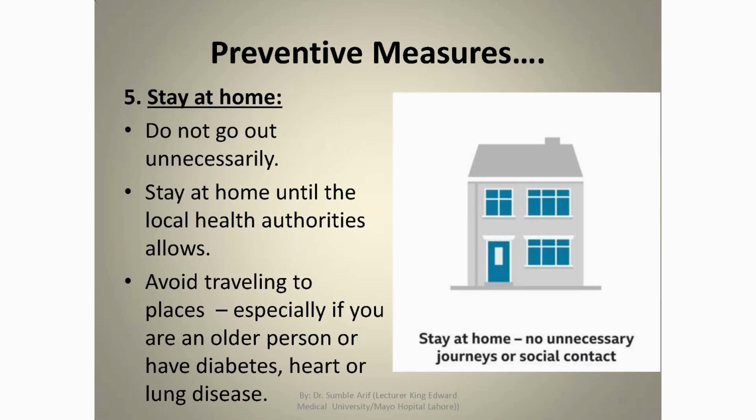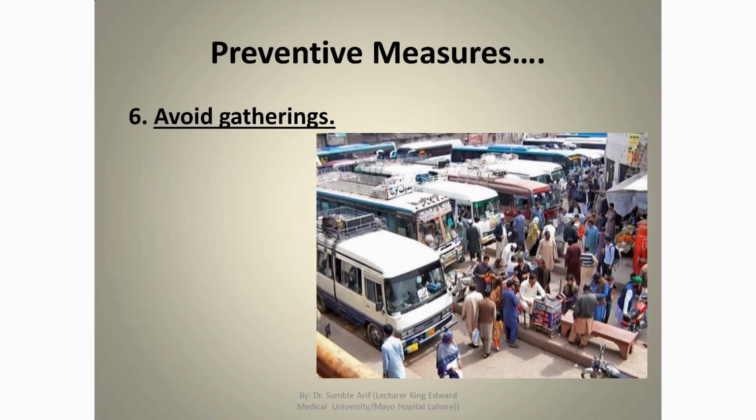Nowadays, please stay at home. Do not go out unnecessarily. Stay at home until the local health authorities allow us. And avoid traveling, especially if you are an older person or have diabetes, any heart disease or any other lung disease, because they are at more risk. And the most important, avoid gatherings. Avoid meetings with your relatives and friends, and avoid going to crowded areas.